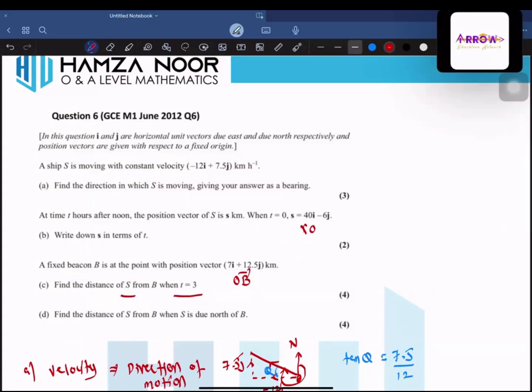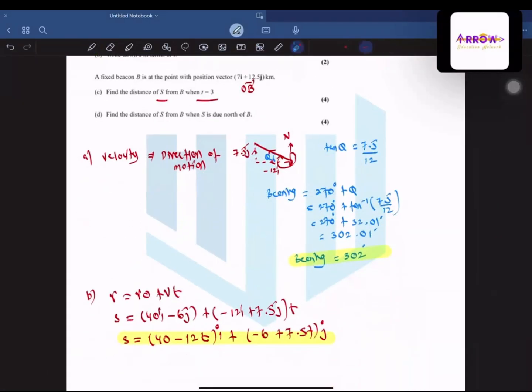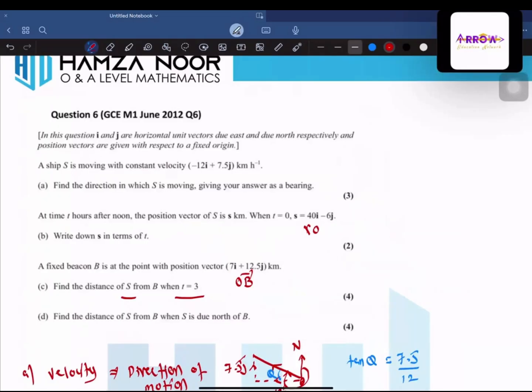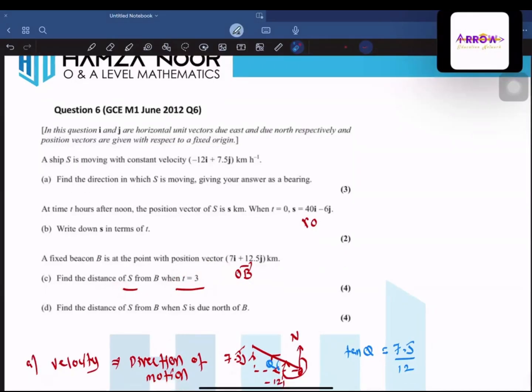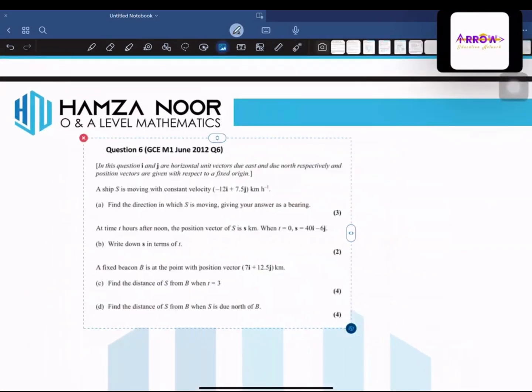Wonderful. So as simple as that, since we have found the position vector of the ship at any value of t, this is basically the OS vector. So through the vector subtraction law, I'm going to find the displacement vector SB, or you can say BS. Once I'm able to find that vector BS, I can substitute t equal to 3 and get the displacement vector, and then I will find the magnitude of that vector, which will give me the distance. I'm going to bring the picture of this question on the next page so we can have more space for working.